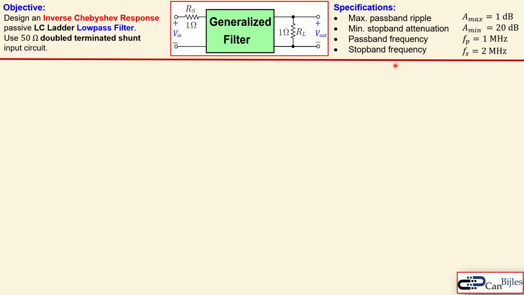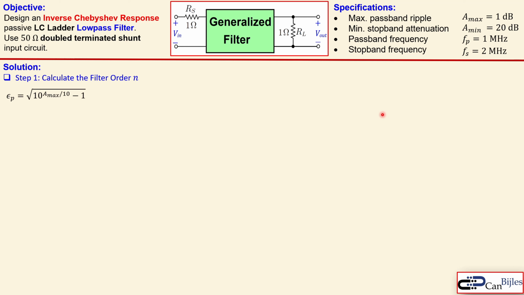And the specifications are shown here. The maximum passband ripple must be 1 dB, and the minimum stopband attenuation must be 20 dB. The passband frequency is 1 MHz, and the stopband frequency is 2 MHz. So let's see what we need to do for this specific design.